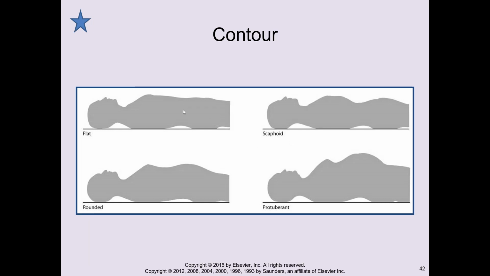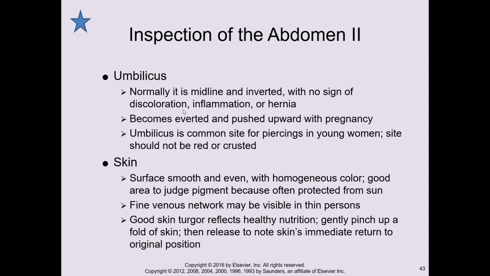Inspection of the abdomen includes looking at the umbilicus or umbilicus. People say it in different ways. You're looking for a hernia. You're looking for inflammation. You're looking to see if it's inverted or any sign of discoloration. You're looking for foul-smelling discharge. Fungus sometimes gets into the umbilicus and really creates a nasty smell. It shouldn't be red or crusty.